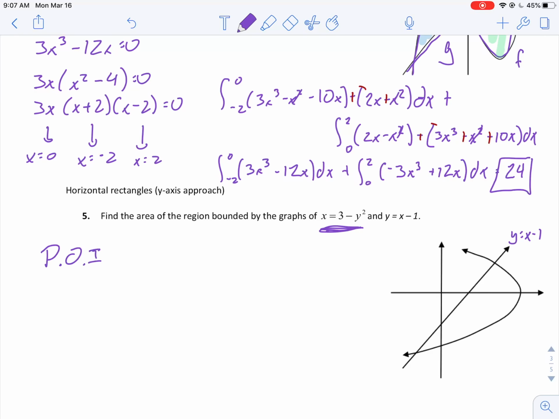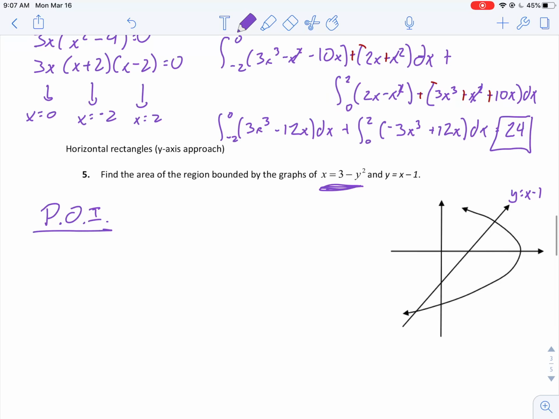I guess I still have to find my points of intersection. So I'm going to take my two functions and set them equal. I guess I have to do one thing first. My quadratic is x as a function of y. I've got to rewrite my second function as x as a function of y. And now I can set them equal.